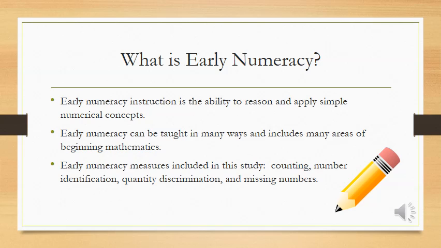What is early numeracy? Early numeracy instruction is the ability to reason and apply simple numerical concepts. Early numeracy can be taught in many ways and includes many areas of beginning mathematics. Early numeracy measures included in this study included counting, number identification, quantity discrimination, and missing numbers. I will show you an example of each of these measures on the next two slides and explain them.